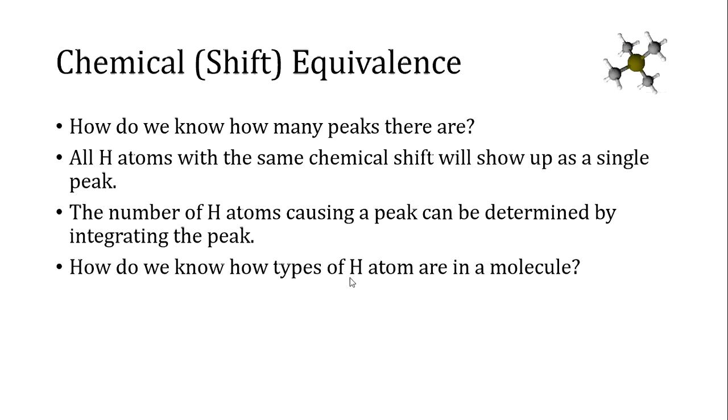In order to help us figure out how many peaks there are, we need to figure out something about chemical shift equivalence, usually shortened to just chemical equivalence. All hydrogen atoms within the molecule that have the same chemical shift will show up as a single peak. So if we can figure out which hydrogen atoms are all going to have the same chemical shift and which ones will have different chemical shifts, we can figure out how many peaks there are going to be. And by same chemical shift, we don't just mean that they're going to be really, really similar. They need to be perfectly the same, because if they're not perfectly the same, then quantum mechanical weirdness will make them appear quite different.